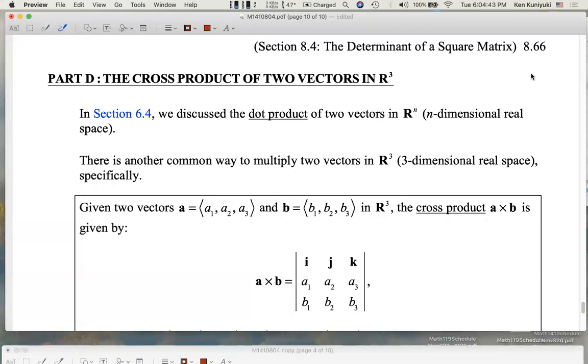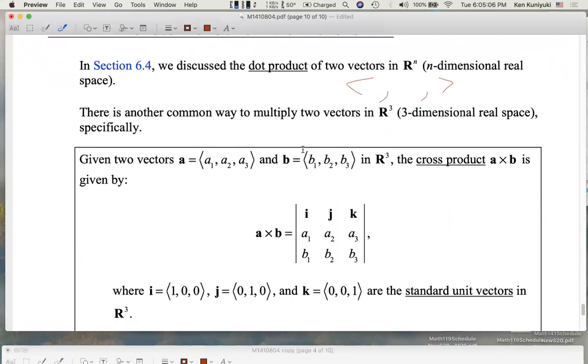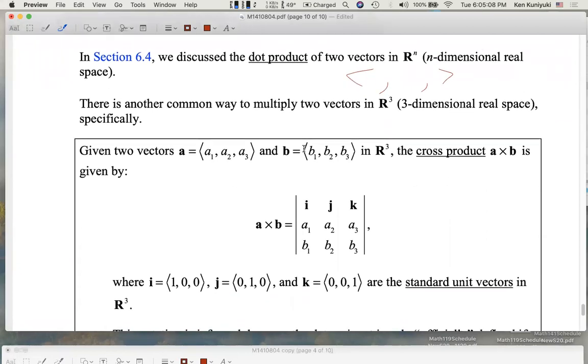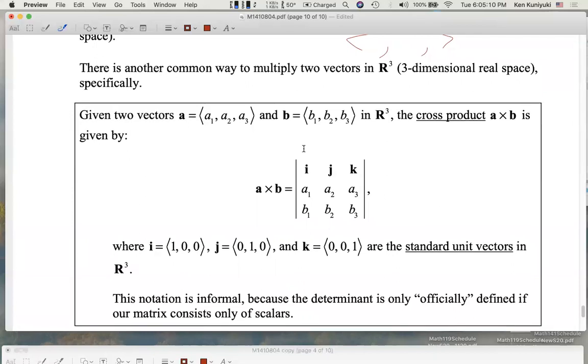Hi, everyone. This last part in 8.4 is optional, but you're going to see this a lot in Math 252, calculus with really analytic geometry, the 3, where you deal with three-dimensional things. Now, we talked about the dot product of two vectors in R2, R3, R4, based on the number of components you have. But in 3 space, there's also a cross product or vector product.